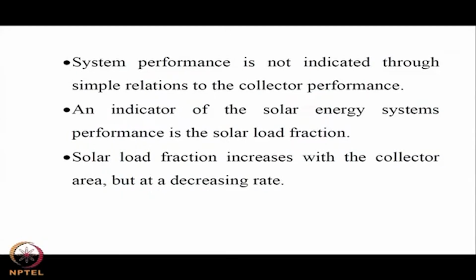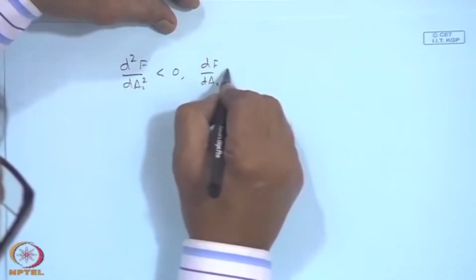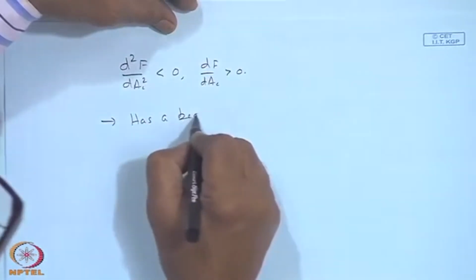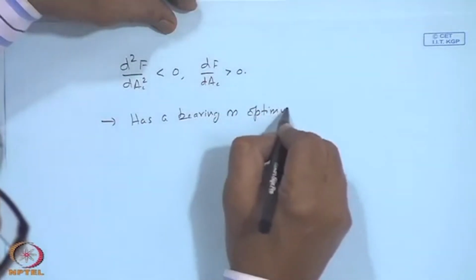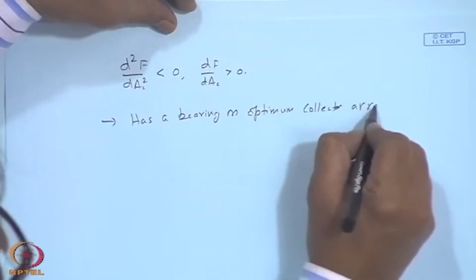So, what we are rating is the load fraction, and this solar load fraction increases with the collector area, but at a decreasing rate. So, this feature, d squared F upon dAc squared less than 0, dF by dAc though positive, has a bearing on the optimum collector array area.